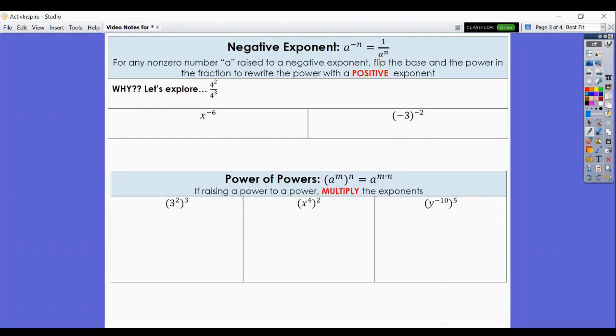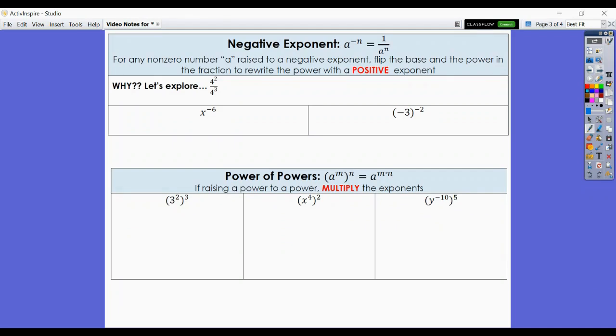Last 2 rules, we have the negative exponent rule. So for any non-zero number a raised to a negative exponent, we must flip the base and the power in the fraction to rewrite the power as a positive exponent. So here's our first example. I take it and put any whole number over 1, even if it has an exponent or variable. And then I'll be able to flip that negative exponent to the denominator across my fraction bar to make it positive. Let's try this first example here.